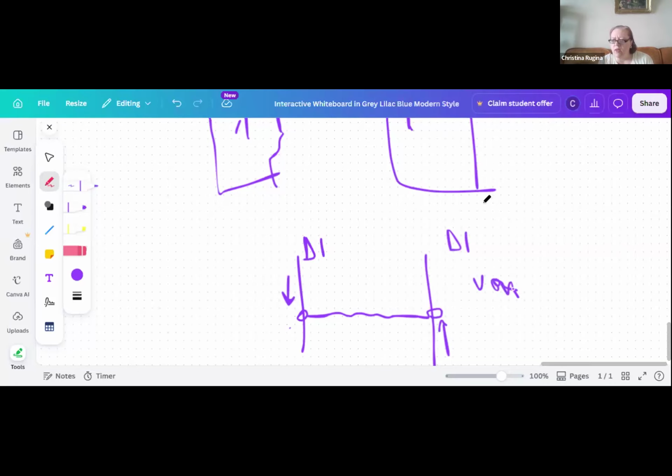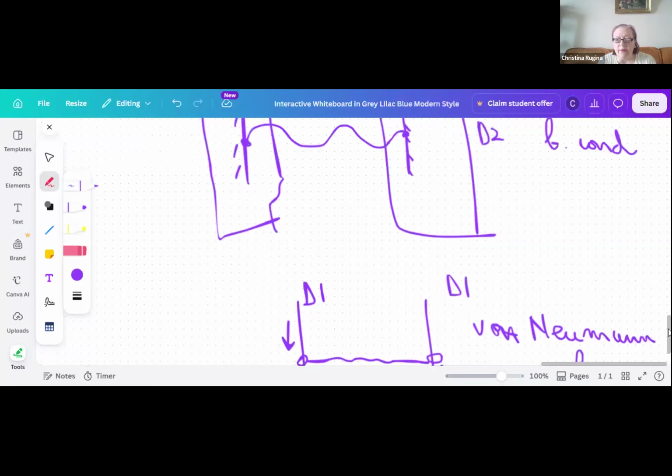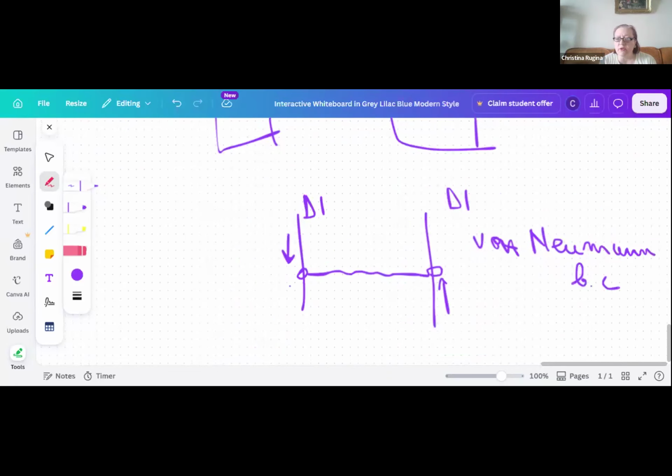We'll work with these. So these are fixed, and for these the ends move freely. Von Neumann boundary conditions. Okay, so that's what I pretty much wanted to show you: the von Neumann boundary conditions and the Dirichlet boundary conditions.